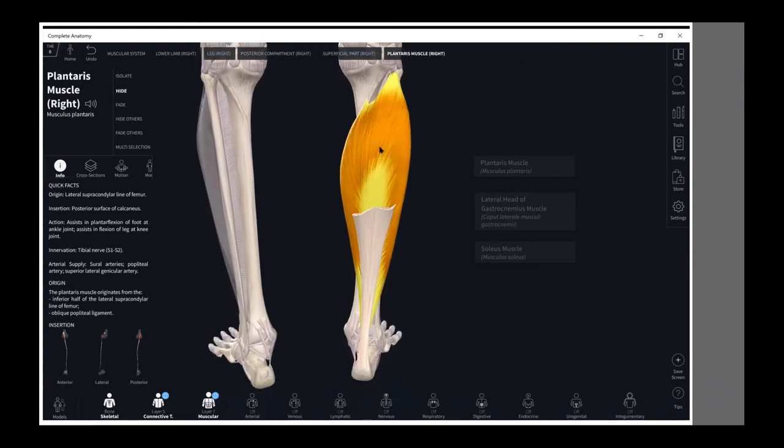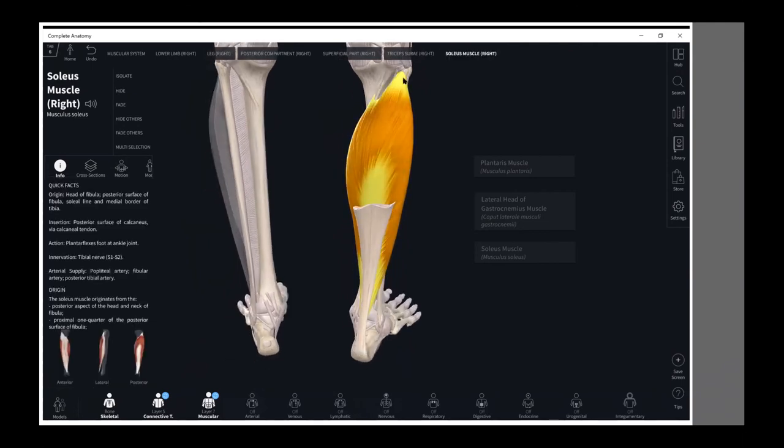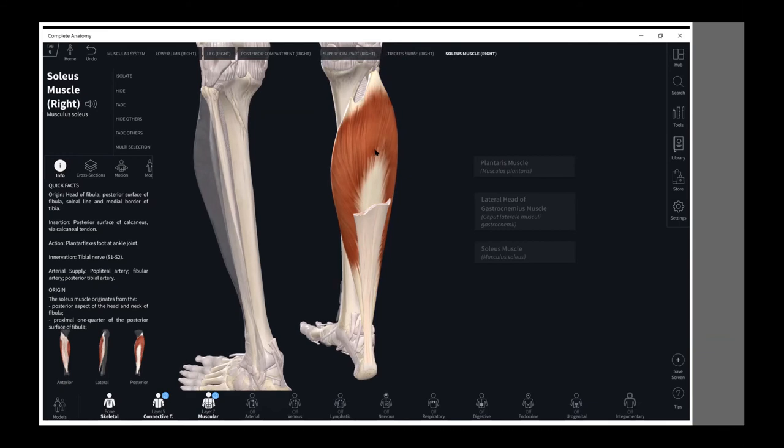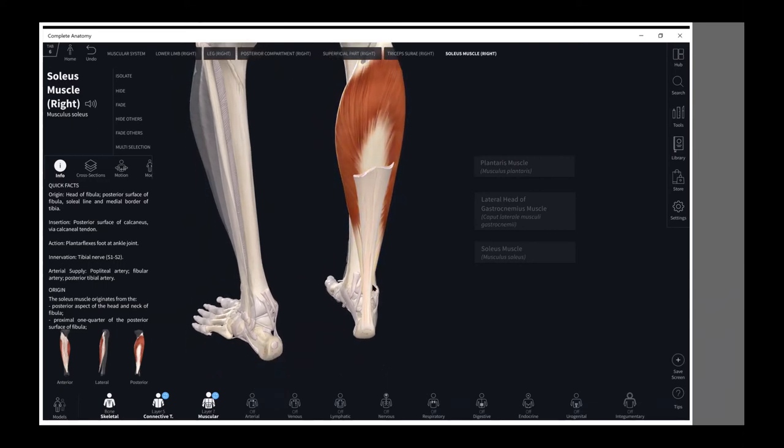soleus. Soleus, the origin is going to be the head of the fibula, and then the posterior surface of the fibula and the soleal line, the medial border of the tibia. So two different bone origins for soleus. Big, broad muscle responsible for more power for plantar flexion. It inserts the posterior surface of the calcaneus, again, the calcaneal tendon.